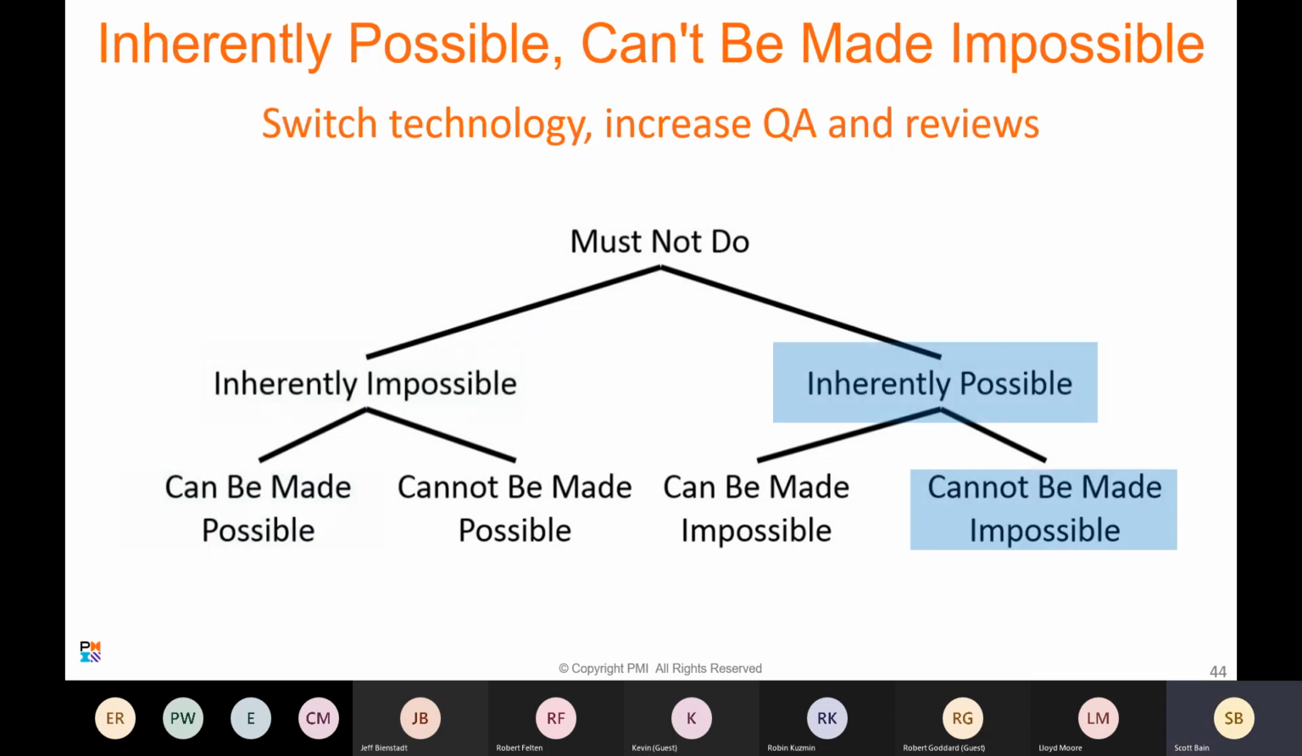Inherently possible and cannot be made impossible. Consider a switch to another technology, or do more traditional testing and static reviews. Remember, TDD does not exist in a vacuum. You should still be doing good design and code reviews, and QA should still be applied after we think we have finished and everything works. TDD does not replace these processes.